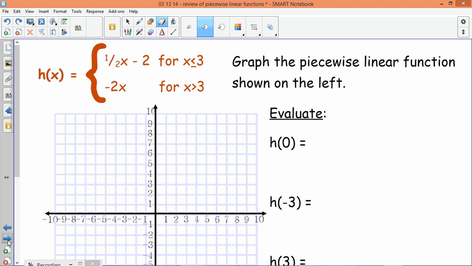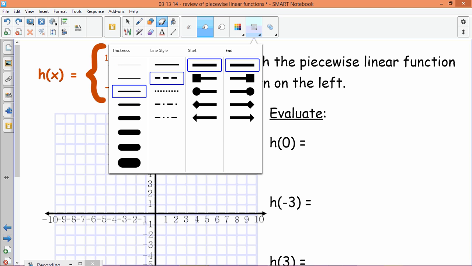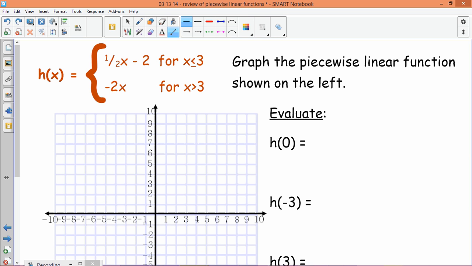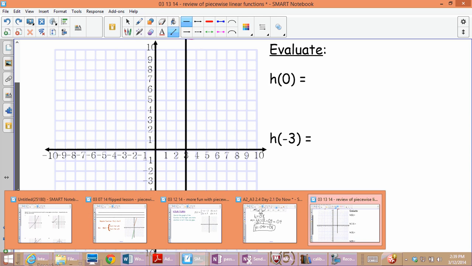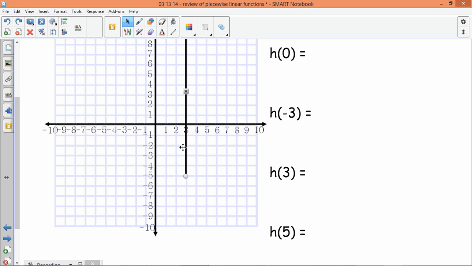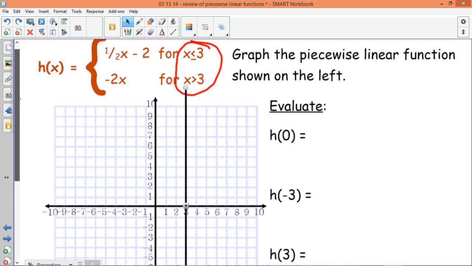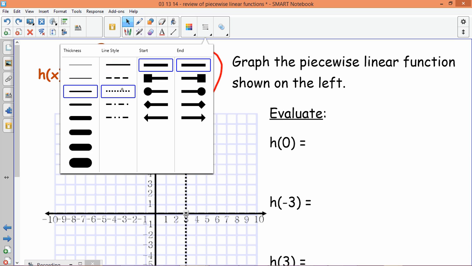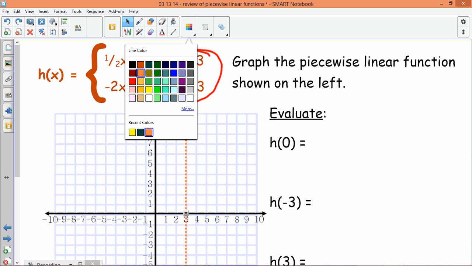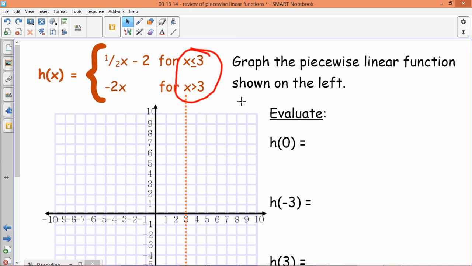Okay, so the first thing I'm going to do here is draw a line where the restriction is. The restriction is x is less than or equal to 3, or x is greater than 3. So I'm going to draw my line at x equals 3. Remember, the equation x equals means it's a vertical line. And I'm just going to draw that. I'm going to make it dotted so we can see through it. I'm going to make it a bright color so that we can't miss it. And that is the line x equals 3.